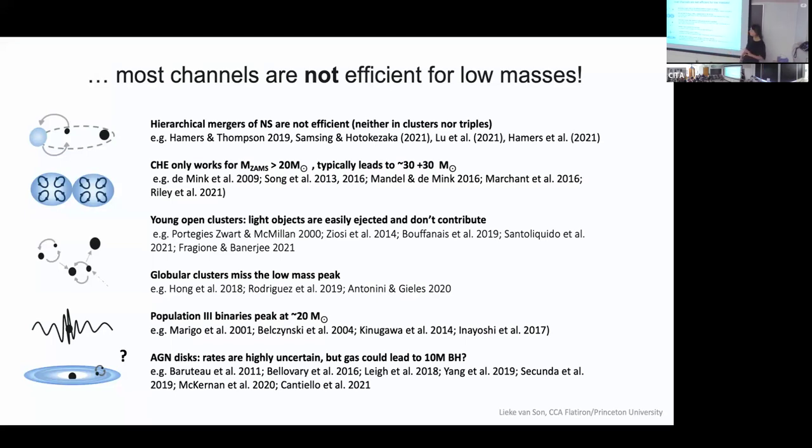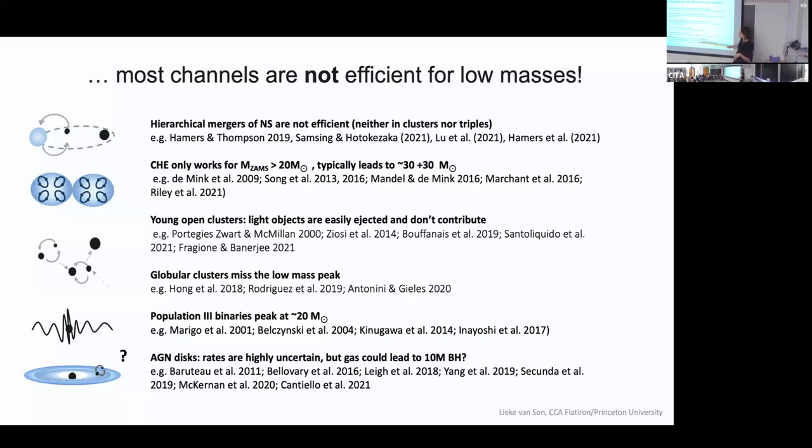Clusters, they really missed the low mass peak. There was a recent paper from Antonini and Felix where they also highlighted that they could produce stuff more towards 30 solar mass, but they really missed that 9 solar mass peak because the low mass objects are ejected and they don't really contribute to the merger rate from these dynamical environments.